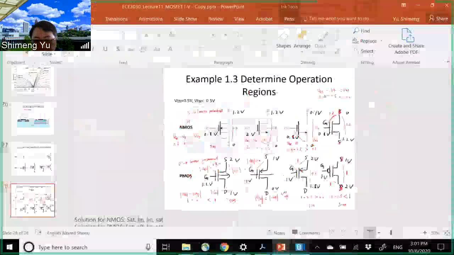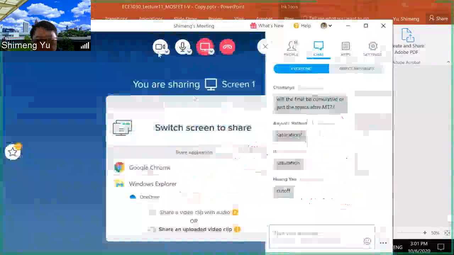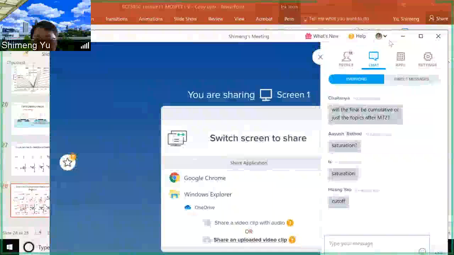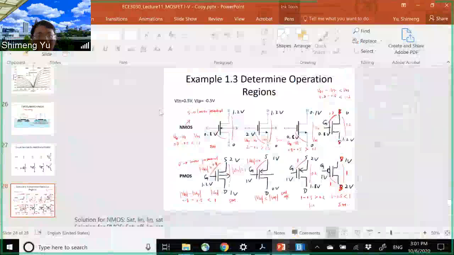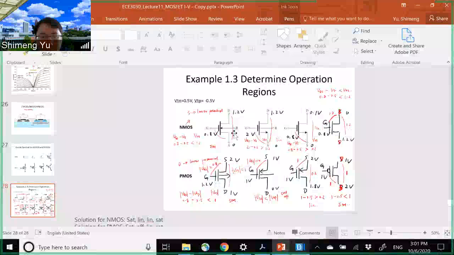So any questions here? Okay, hopefully through this example you have a better understanding of the operations of NMOS and PMOS. Again, you need to determine which is source and which is drain first, depending on the bias, the potential difference.